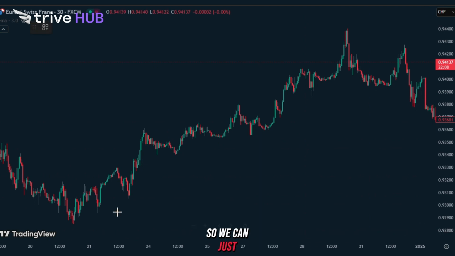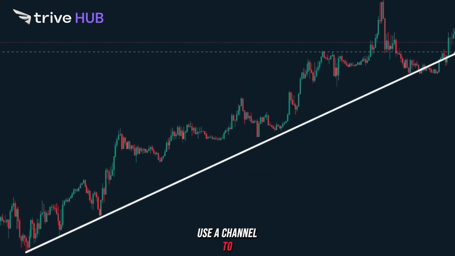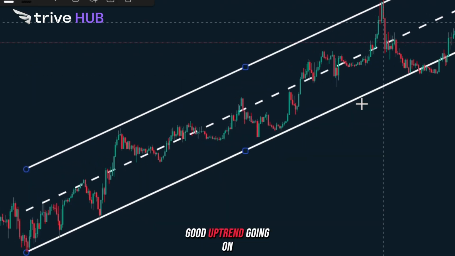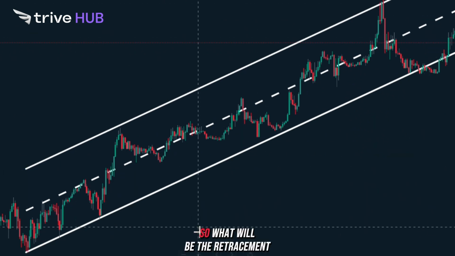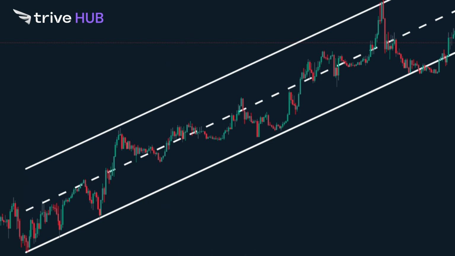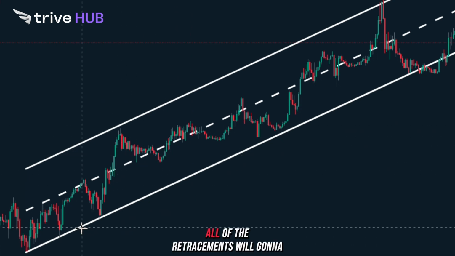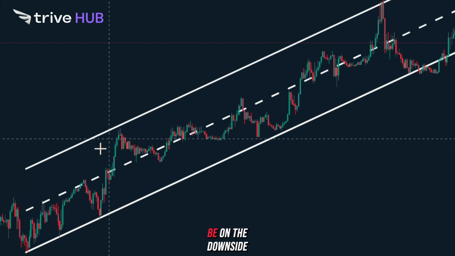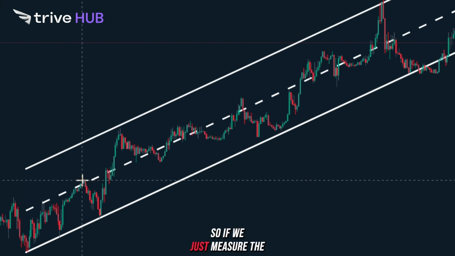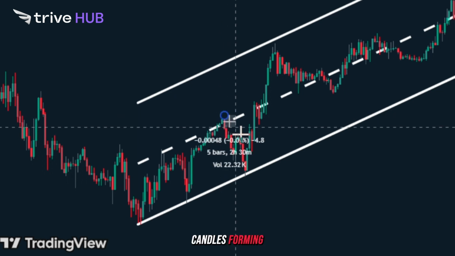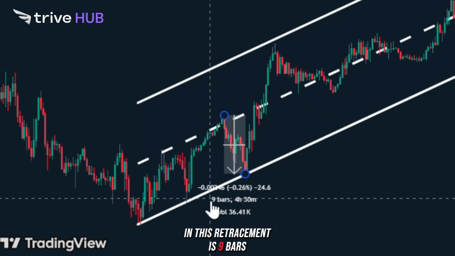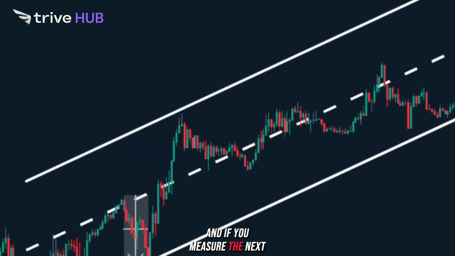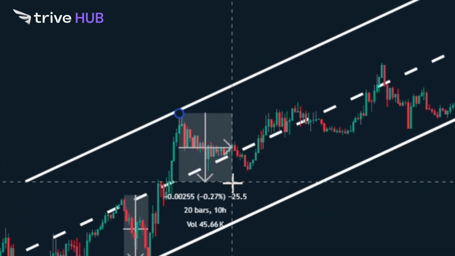We can just use a channel to show that it is a very good uptrend, and we are talking about bar retracements. What will be the retracement direction? It will be down because the trend is on the upside. So all of the retracements will be on the downside. If we measure the candles forming in this retracement, it is 9 bars, and if you measure the next retracement, it is 26 bars.